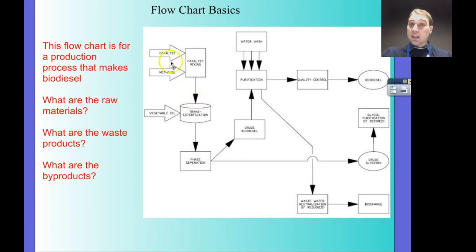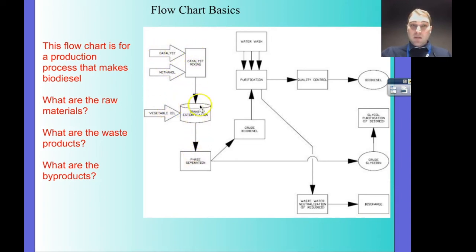Arrows coming in indicate substances that are being added into a mix. So our raw materials in this case are a catalyst, methanol and vegetable oil. Now we haven't been told what the catalyst is, so that's not going to be very helpful. Often in these they would have the catalyst maybe even over the arrow so you know what the catalyst is. But our raw materials at least are methanol and vegetable oil, we can tell that, and the catalyst as well.